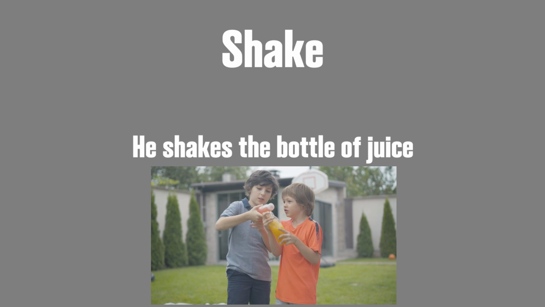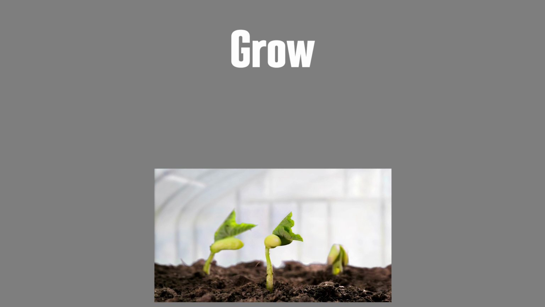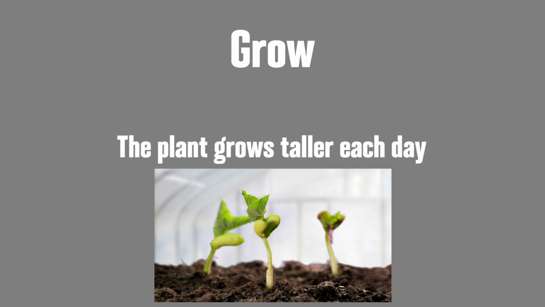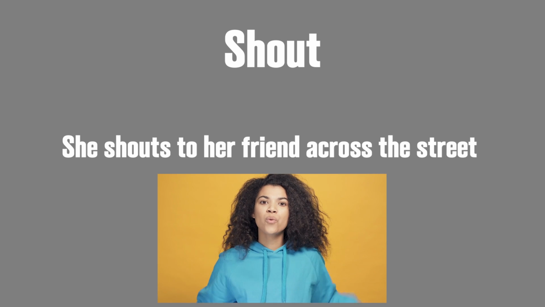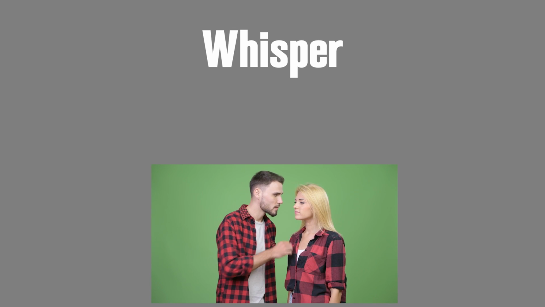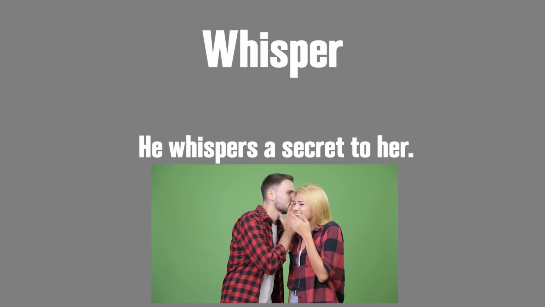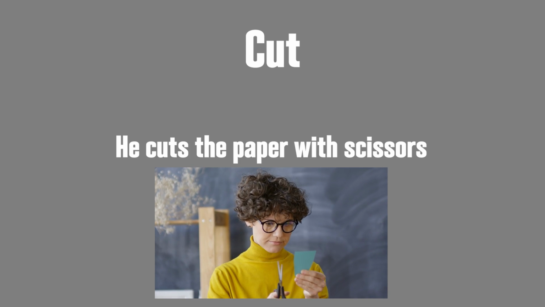Shake. He shakes the bottle of juice. Grow. The plant grows taller each day. Shout. She shouts to her friend across the street. Whisper. He whispers a secret to her. Cut. He cuts the paper with scissors.